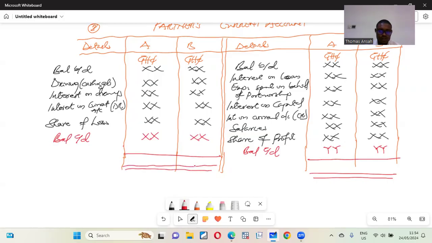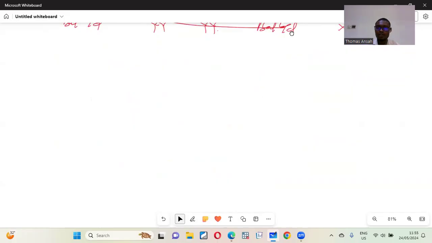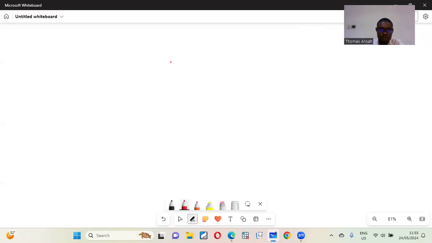So we total everything. And as you know, balance carried down here becomes a balance brought down here. And a balance carried down here also becomes a balance brought down over here. Once you're able to do this current account, then you can go ahead and prepare your balance sheet. I know you know the format of a balance sheet already. So what do we do? Name of partnership.